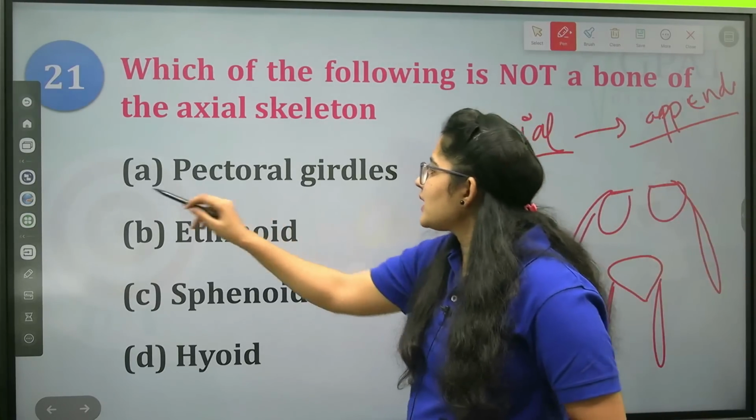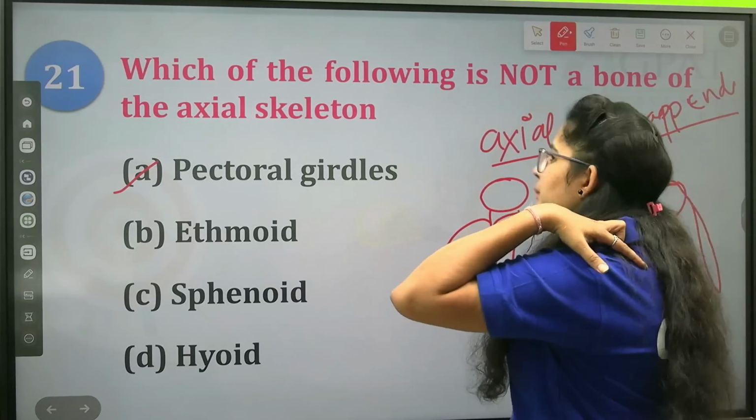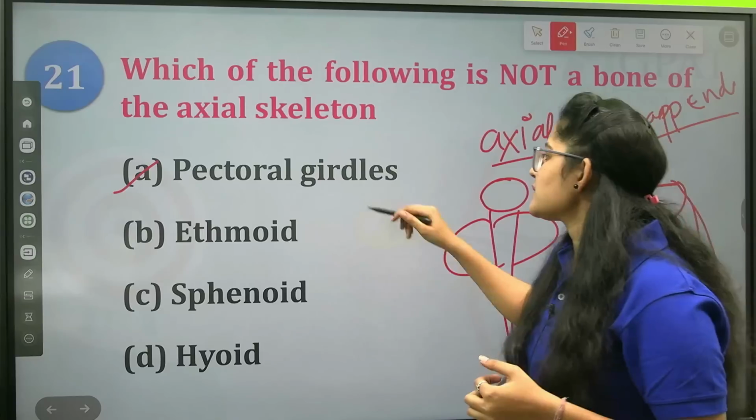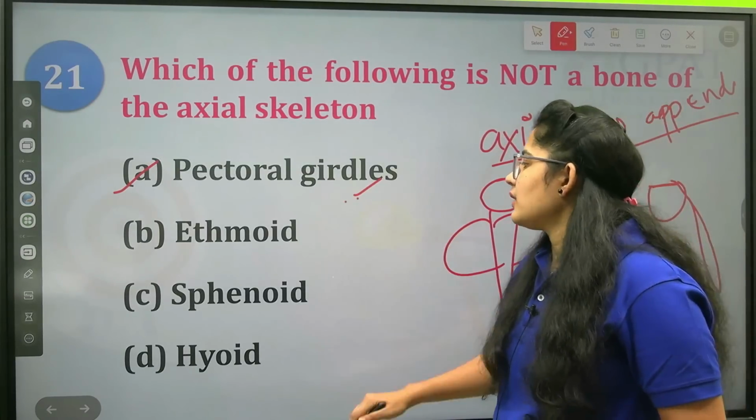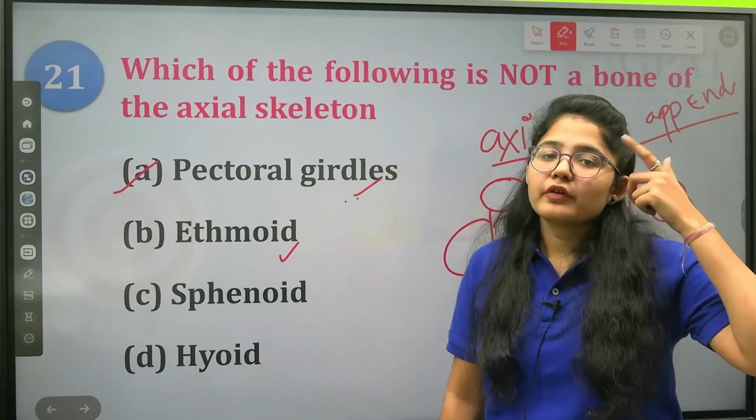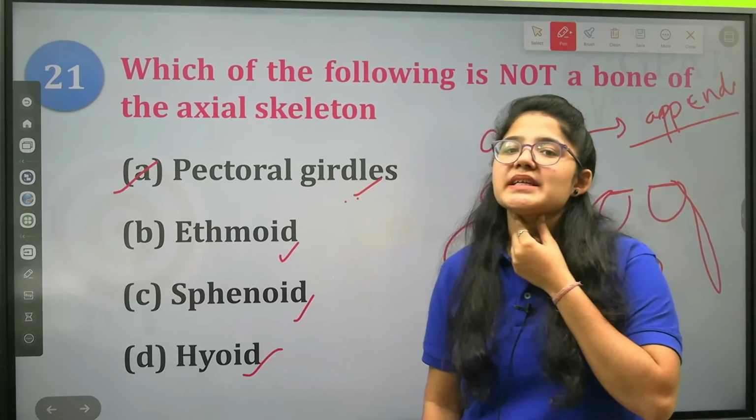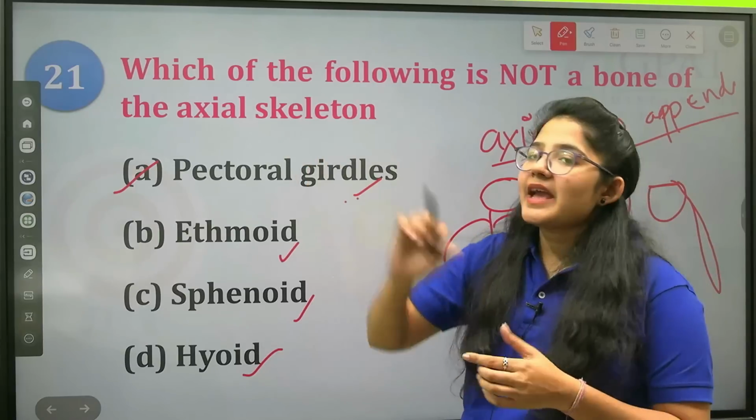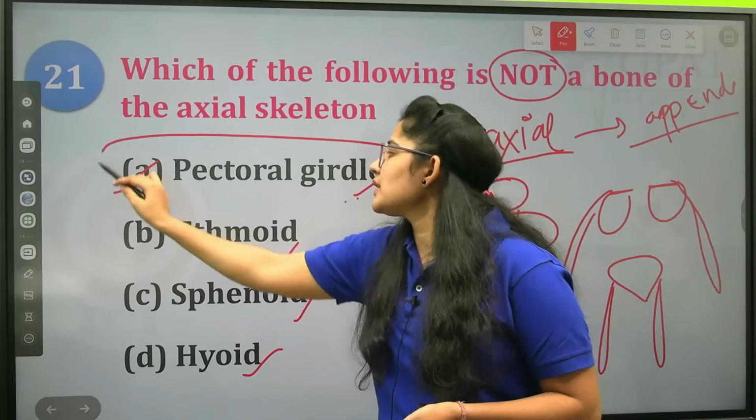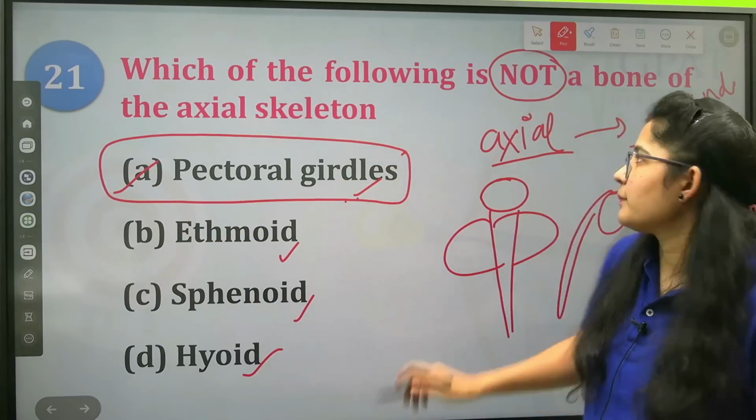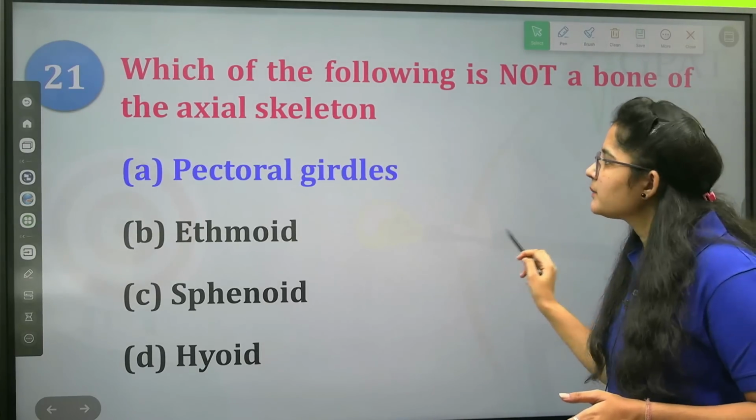Now pectoral girdle. What is this pectoral girdle? This is your collarbone and your scapula, that is clavicle and scapula come under the pectoral girdle. So this is a type of your appendicular bone. And rest all, that is ethmoid. Ethmoid bone is a type of your cranium bones. Sphenoid is a type of your cranium bones, and hyoid is present at your throat and is a type of axial skeleton. So the question contains not, means the pectoral girdle is not a type of axial skeleton. It is a type of appendicular skeleton. Clear? Clear everyone? Okay.